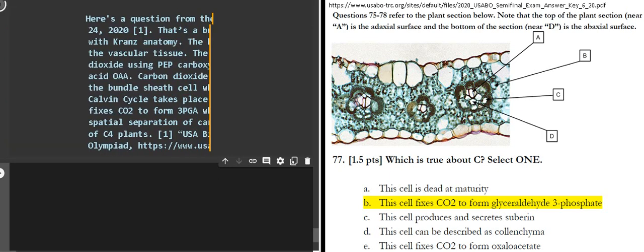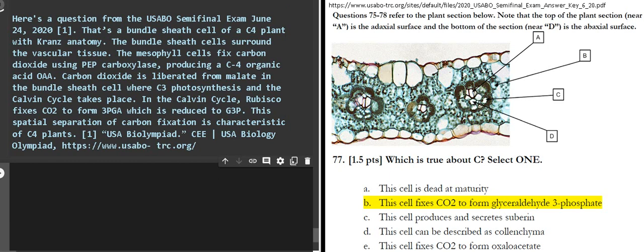Here's a question from the USABO Semifinal exam, June 24, 2020. That's a bundle sheath cell of a C4 plant with Kranz anatomy. The bundle sheath cells surround the vascular tissue.